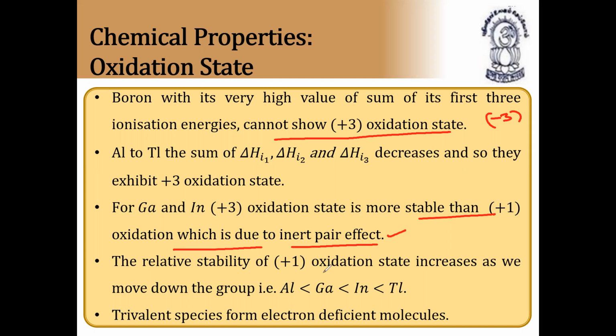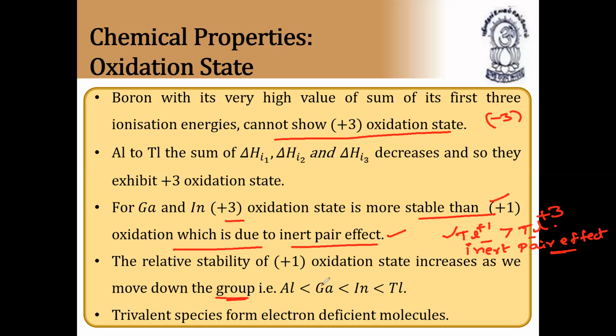The relative stability of the +1 oxidation state increases as we go down the group. So thallium +1 state is more stable than +3 state. Very, very important point. Why? Because of the inert pair effect. In thallium, the s electrons will not be involved in bonding. So as the s electrons are not involved in bonding, thallium +1 is more stable than thallium +3. Whereas for gallium and indium, the +3 state is more stable than the +1 state.